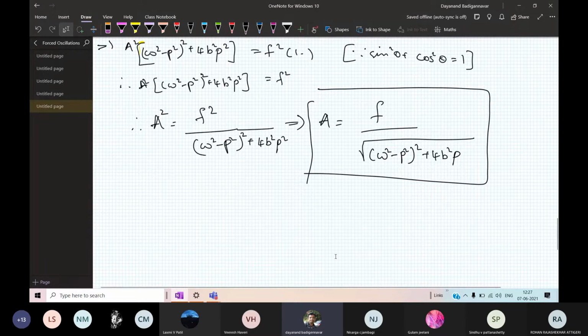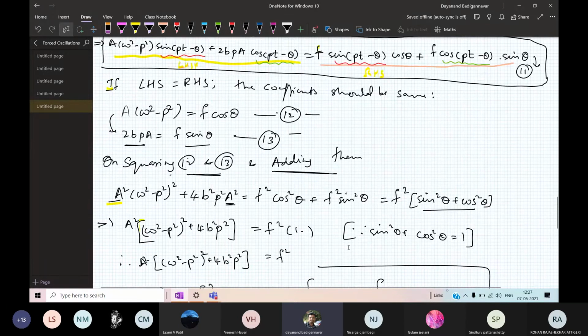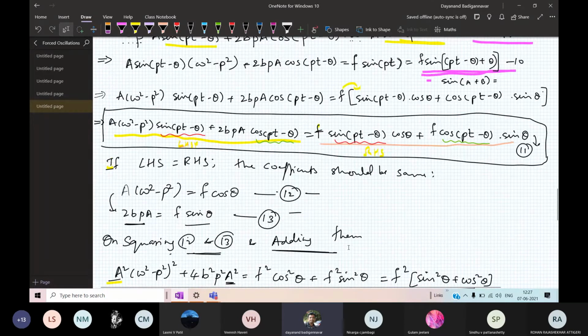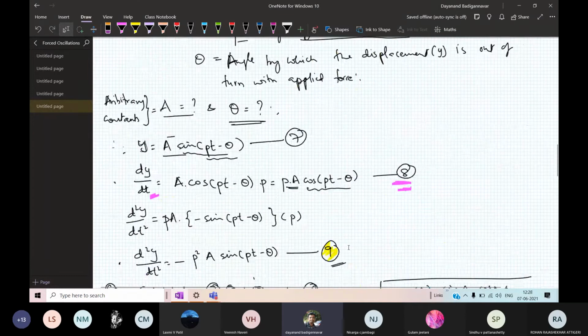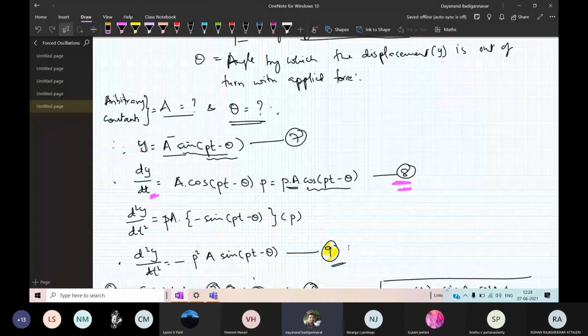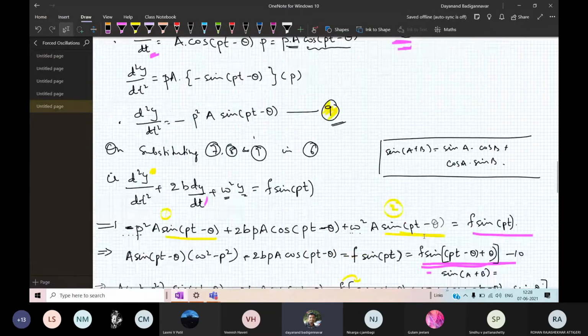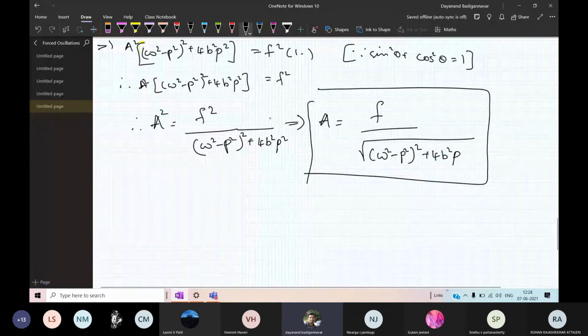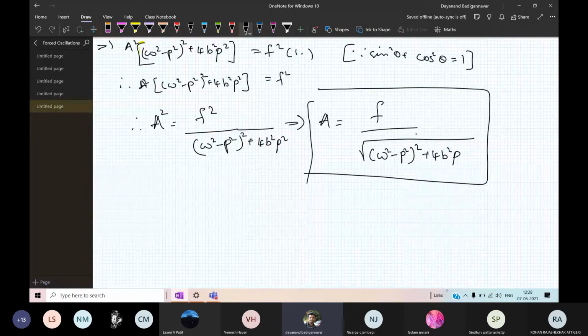Now I have to find A and theta. First, we have to find out the value of A now. Got it? So this is the value of A. A is dependent upon F, the force per unit mass. Omega is the angular frequency. P is the frequency of application of the force. B is the damping.